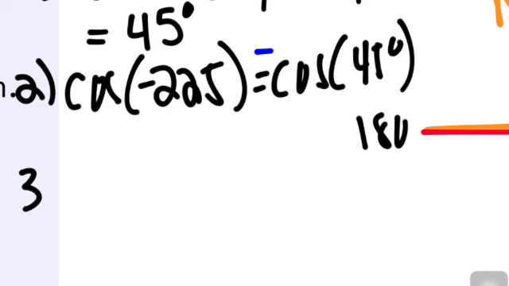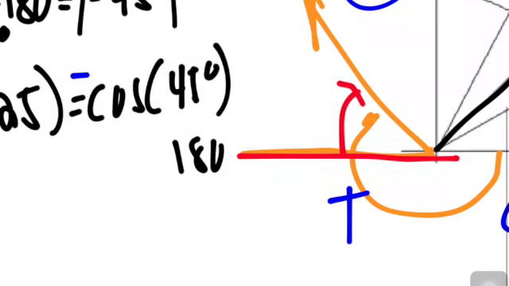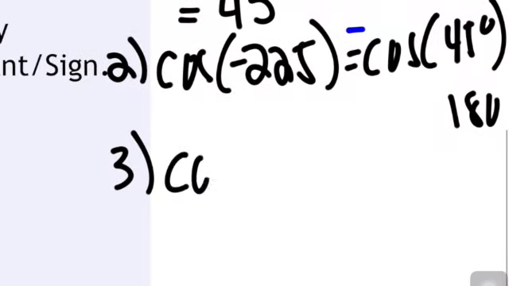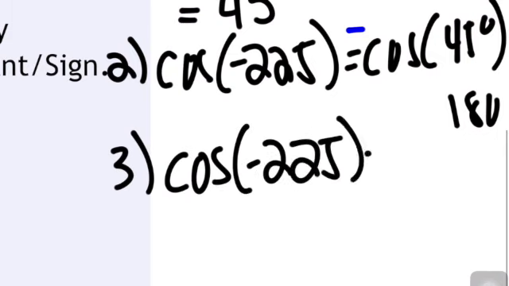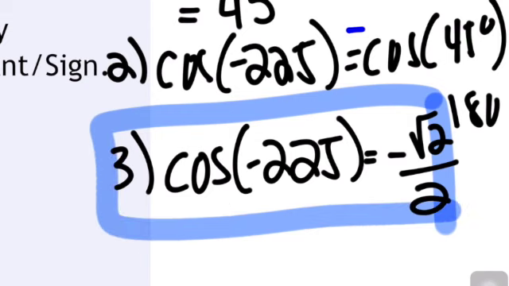So step 3, let's go ahead and find that value. What's the cosine of 45? Here's 45. Cosine is my x value. Done. So the cosine of negative 225 is equal to negative radical 2 over 2, and this is going to be my answer right here.